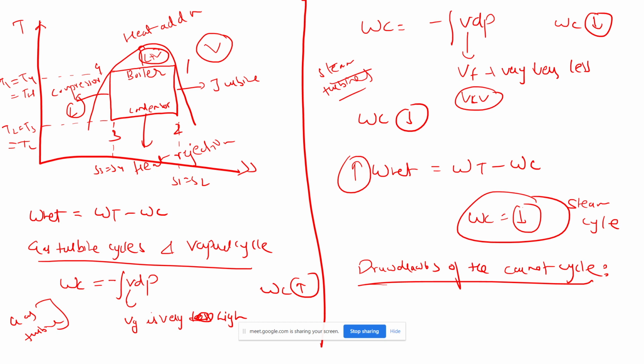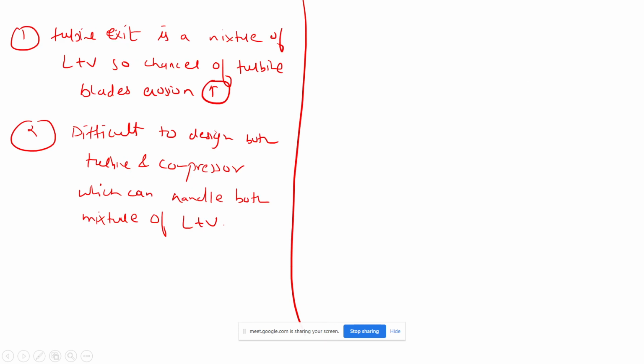This line basically represents the saturated vapor line. We have to compress it to saturated vapor. We have to completely remove the liquid, but it is very difficult to achieve. So it is very difficult to design both compressor and turbine which can handle the liquid plus vapor region.